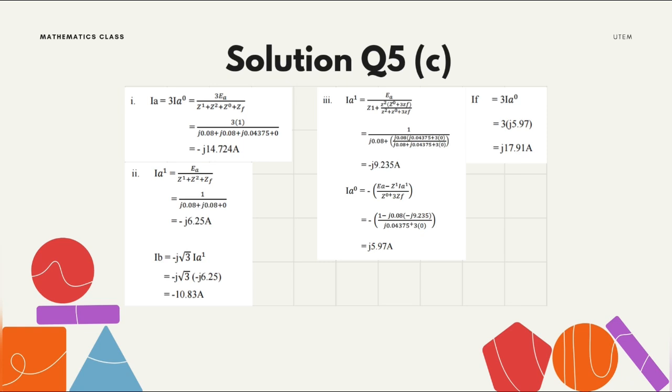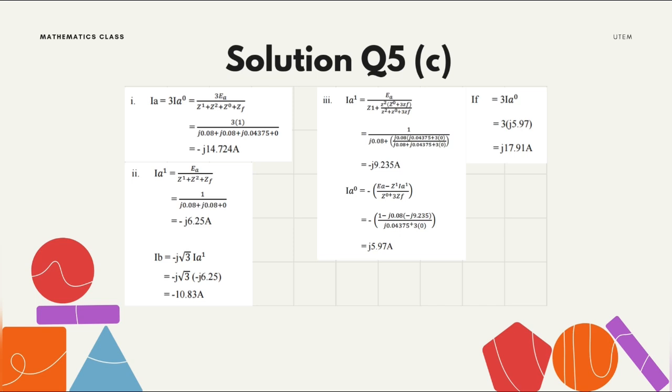For the second question, a bolted line to line fault at bus 2, first we need IA1, which is equal to EA over Z1 plus Z2 plus ZF. We assume ZF is equal to 0 because it is also bolted. So 1 over j0.08 plus j0.08 plus 0 equals minus j6.25 ampere. Next, we need to find IB, which is minus j times root 3 times IA1. We put in the values, and the answer is minus 10.83 ampere.